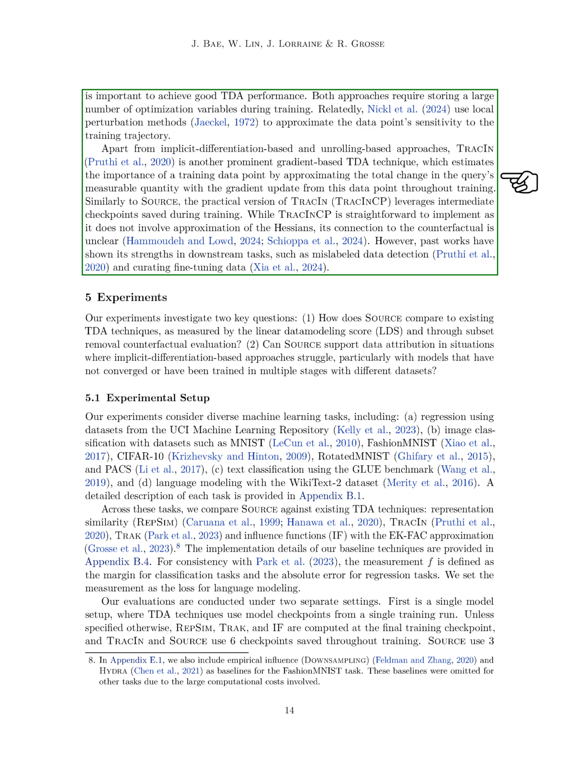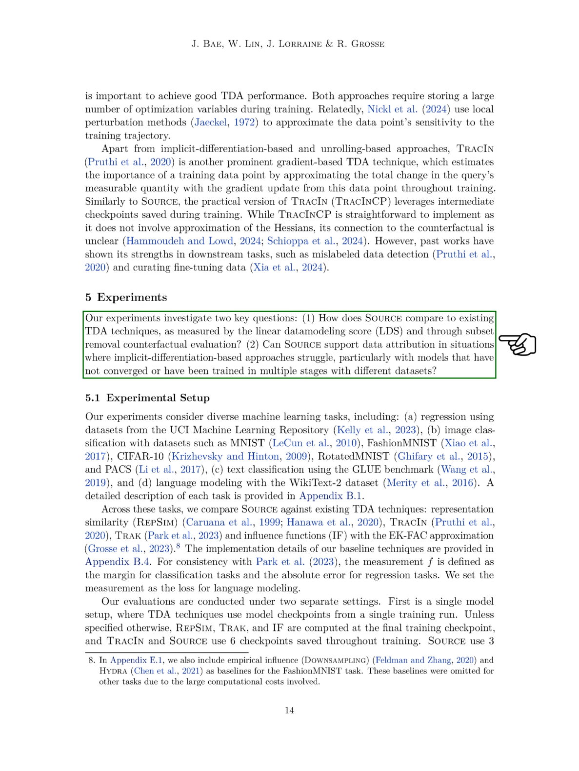Section: Experiments. In this section, we explore two main questions through our experiments. First, we compare Source with existing TDA techniques using the Linear Data Modeling Score, LDS, and subset removal counterfactual evaluation. Second, we investigate if Source can help with data attribution in cases where implicit differentiation-based methods struggle, especially with models that have not converged or have been trained in multiple stages with different datasets.